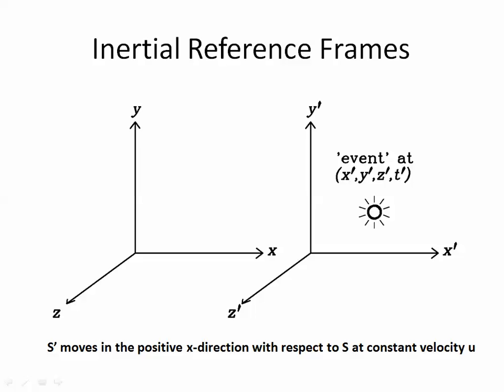Now consider a point x prime, y prime, z prime that is at rest in system S prime. What would the coordinates be for this same point in space measured by the coordinate system of S? Take a moment to convince yourself that x equals x prime plus ut. Take another moment to convince yourself that if instead we have a point x, y, z that is at rest in system S, then in system S prime we have x prime equals x minus ut.